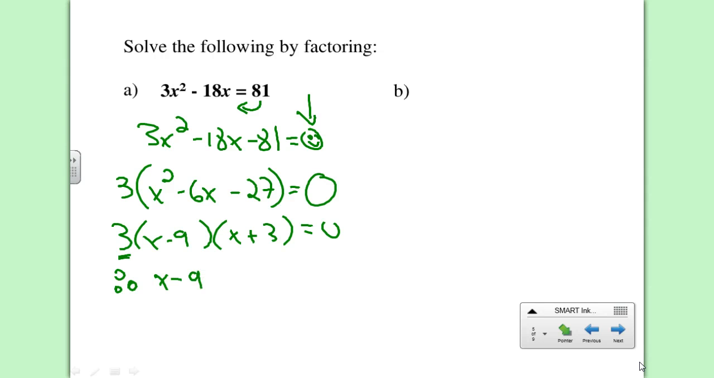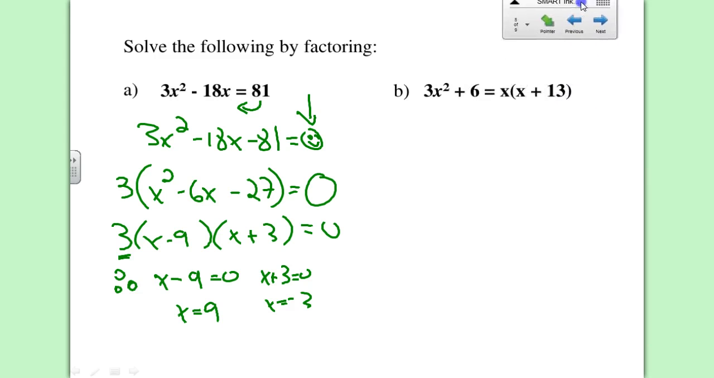For x minus 9 to equal 0, that would mean that x would have to be 9. And for x plus 3 to equal 0, that would mean x equals minus 3. So those are my two answers for that question. Two solutions.